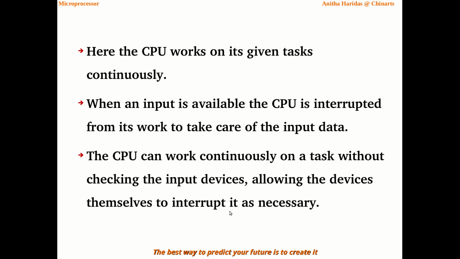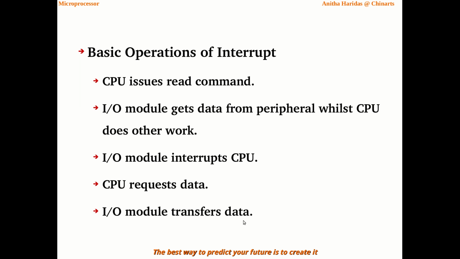So here in interrupt driven input output, the CPU works on its given task continuously. When an input is available, the CPU is interrupted from its work to take care of the input data. The CPU can work continuously on a task without checking the input device, and here it allows the devices themselves to interrupt it as and when necessary. So these are the basic operations of the interrupt.